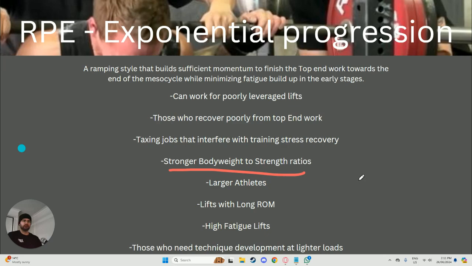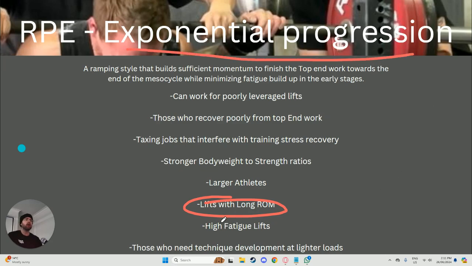Stronger body weight to strength ratios. Larger athletes, not always, but often, have slightly poorer recovery. Lifts with long range of motion. So if you have really long legs, really long femurs, and you've got to squat a hell of a long way down, maybe something like an exponential progression would work better for you. High fatiguing lifts. I always think of the strongman movements, like a yoke carry. This would probably work a lot better for movements like that.